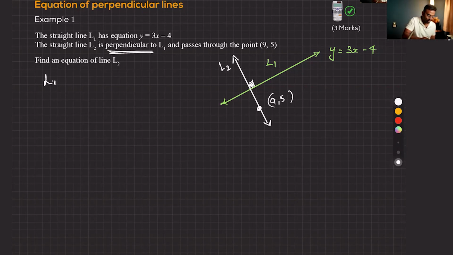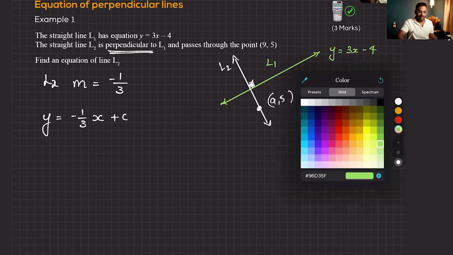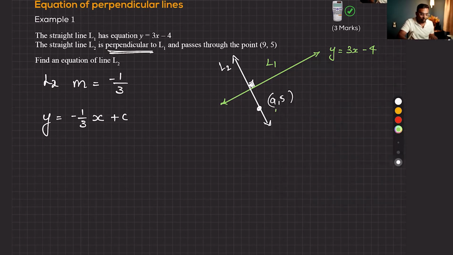So L2, guys, what is the gradient of L2? I want everyone to just type in. Absolutely, it is minus 1 by 3. So therefore, y equals minus 1 by 3x plus c, correct? What do we have to work out now? We want to work out c. And how do we do that? We replace x and y from the point which is given.